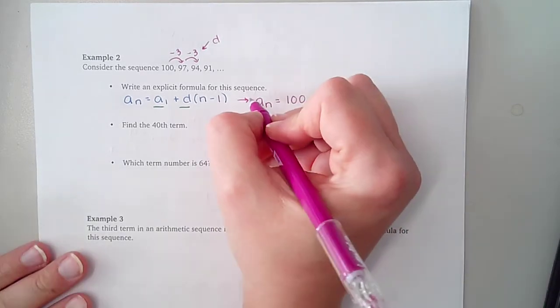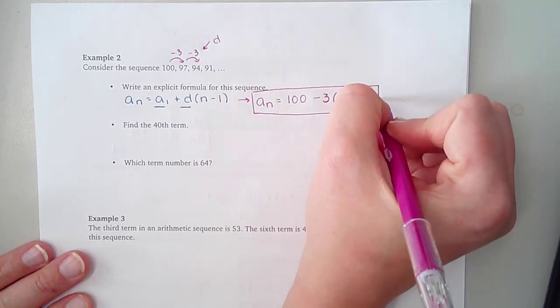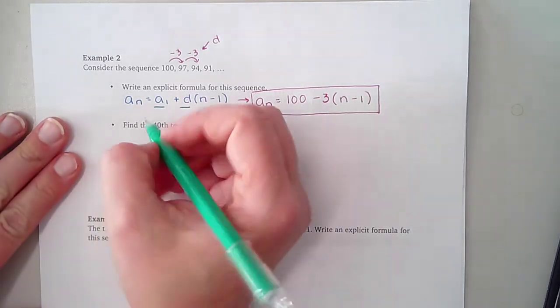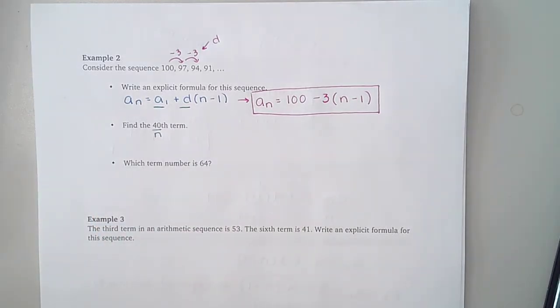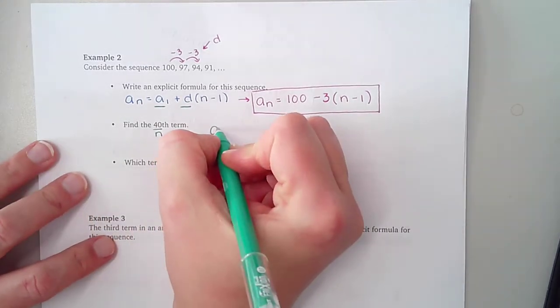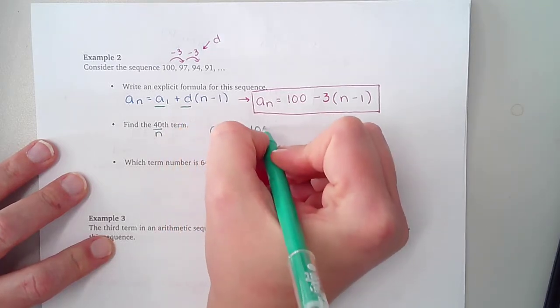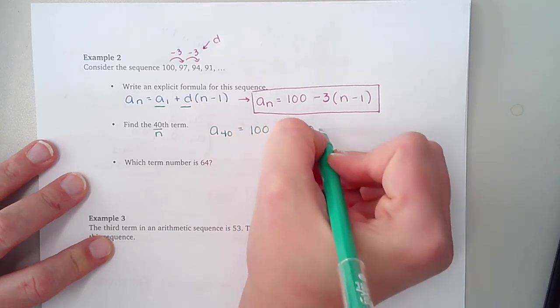And really, I am perfectly happy with this as an answer. We can just leave this like this. If you want to do the simplifying like we did in that last one, so you can see a more simplified version of the equation, that's okay with me, but you don't have to. So now it says find the 40th term. Well, the 40th term means that this is my n value. Okay, this is what I'm plugging in for n. So I'm going to say term 40 would be equal to 100 minus 3 times 40 minus 1.